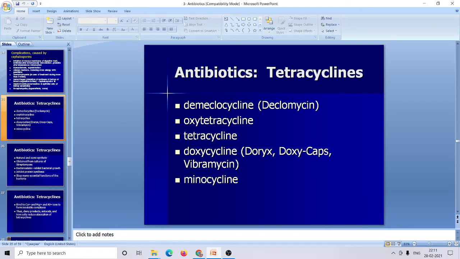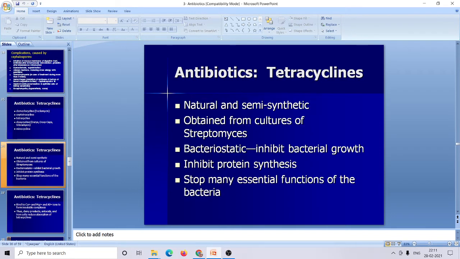So the next antibiotic is tetracycline. Tetracycline is the class of antibiotic which inhibits protein synthesis in bacteria, right? Tetracyclines include demeclocycline, oxytetracycline, tetracycline, doxycycline, and minocycline. Both natural and semi-synthetic tetracyclines have been found. The natural ones are obtained from the culture of Streptomyces.